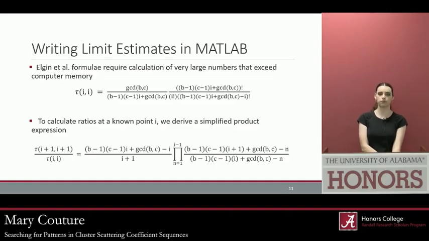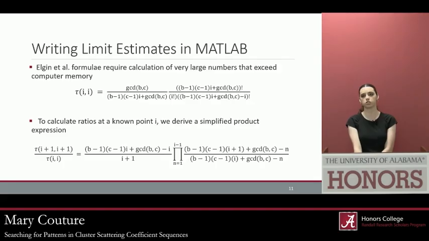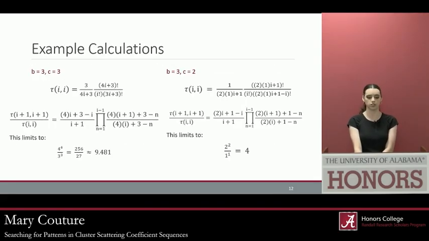The formulae for Elgin et al. to calculate directly require very large numbers because of these factorials that exceed reasonable computer memory. To calculate the ratios at a known point, then, we derived a simplified product expression of the ratio and continued to take the limit only of the ratio. Some example calculations for how we considered this are presented here.